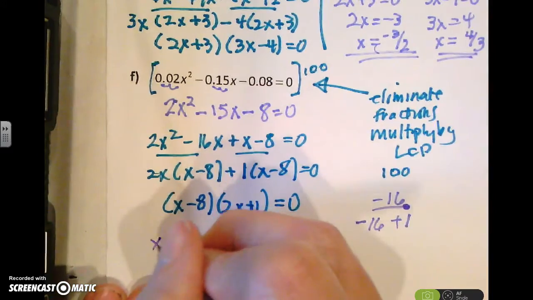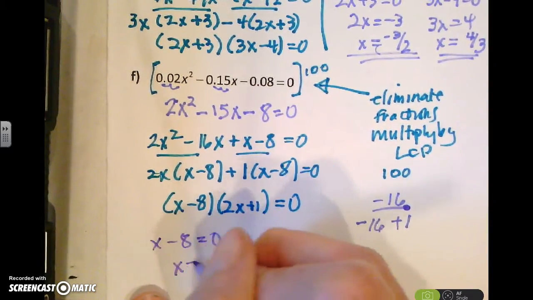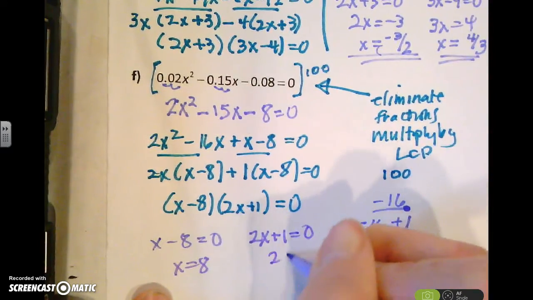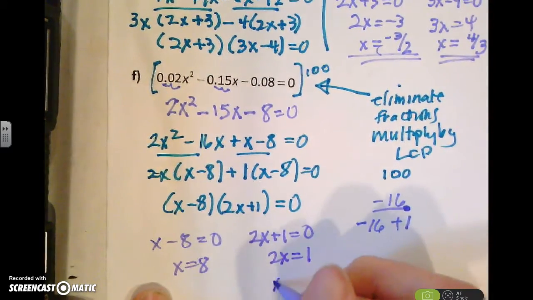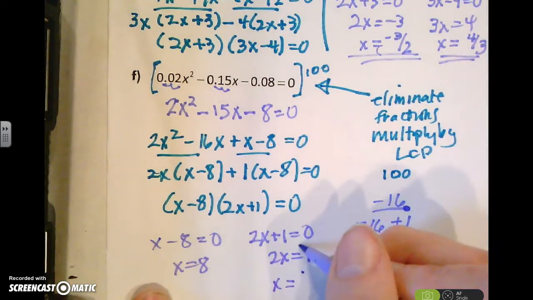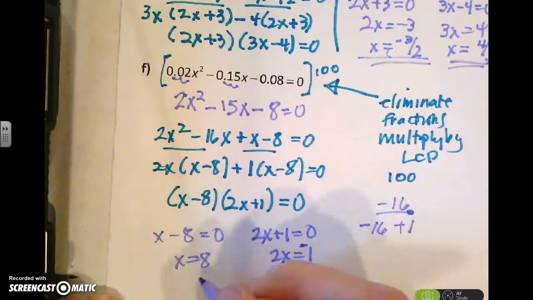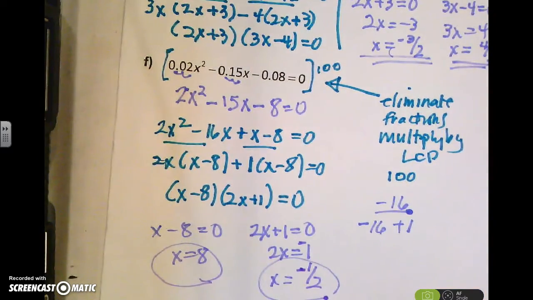Set each factor equal to 0, and I get that x is 8 and 2x is negative 1, so x is, what's negative 1, right? Be careful. And so I get negative 1/2.